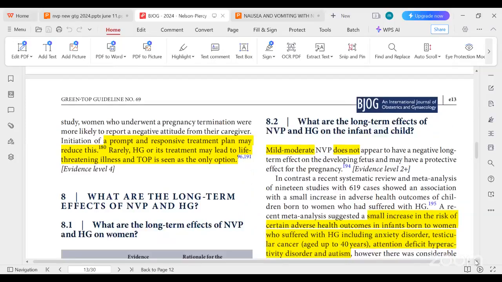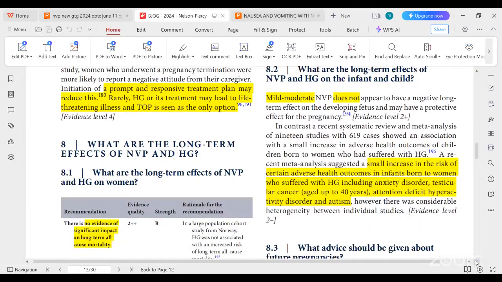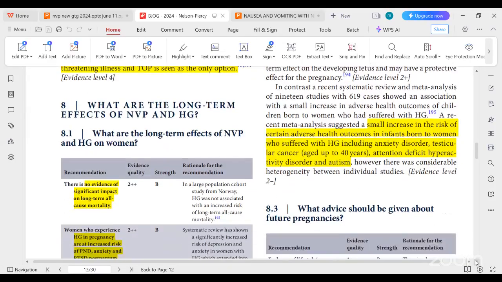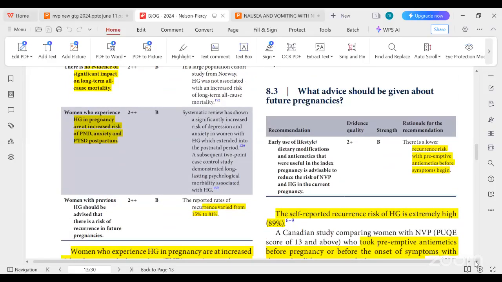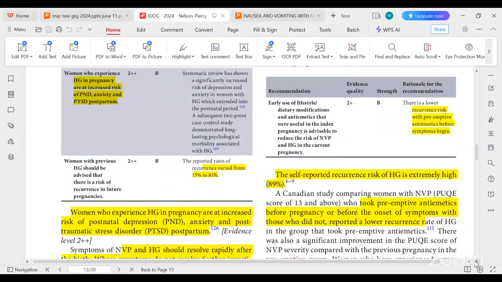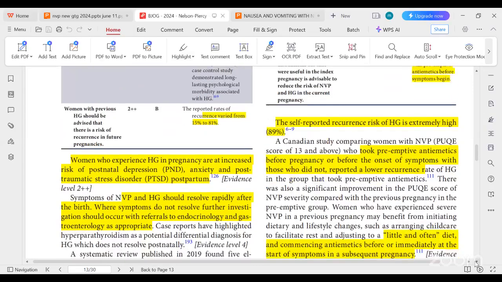Okay. What are the long-term effects of nausea and vomiting? There is no evidence of significant effects. Mild to moderate has no effect, but severe can carry a small increased risk of certain adverse outcomes in the infant born to women who have hyperemesis gravidarum. Babies can have anxiety disorder. Babies can have ADHD and autism, which is important. For future pregnancy, we all know that they are at increased risk of recurrence.